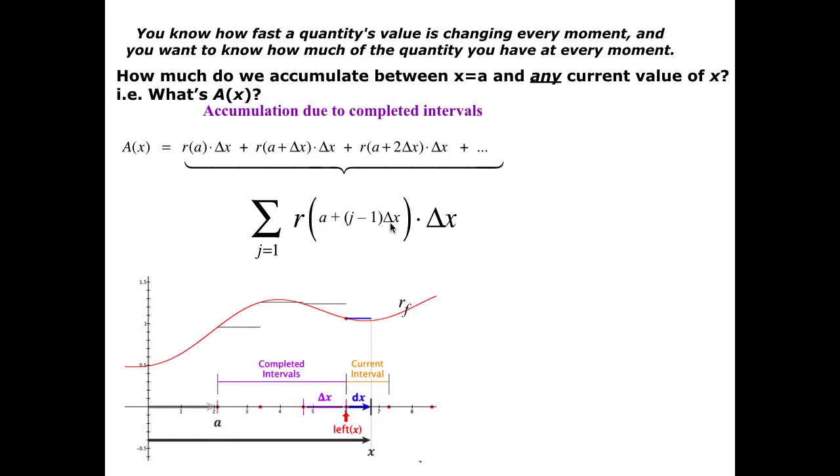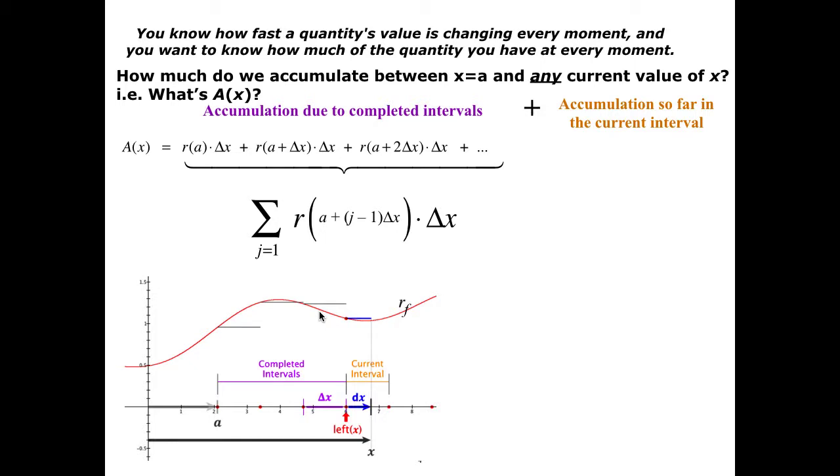So for the fifth interval, this would be a plus 4 delta x, because I've gone past 4 intervals and I'm ready to start the fifth. But again, this is the input to the rate function here, this a plus j minus 1 delta x. And notice this is the approximate rate function.